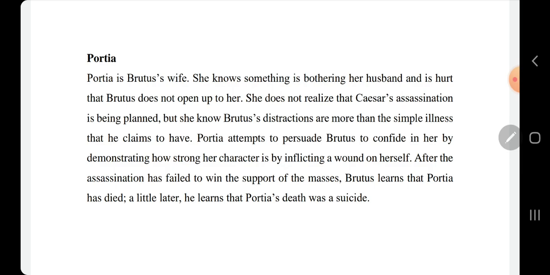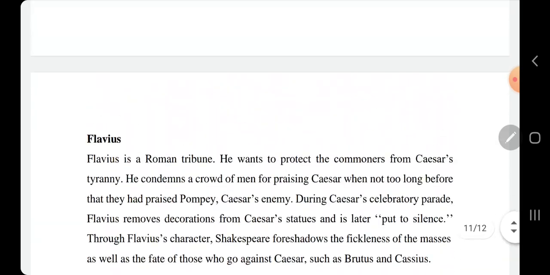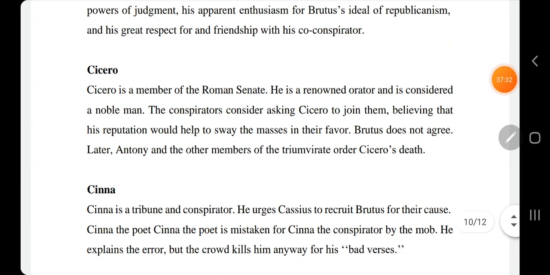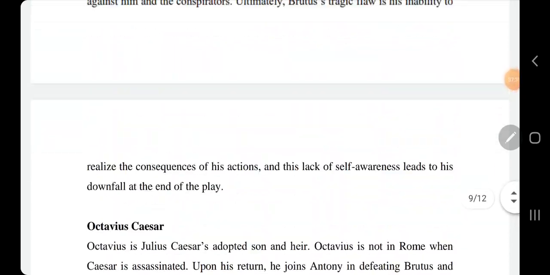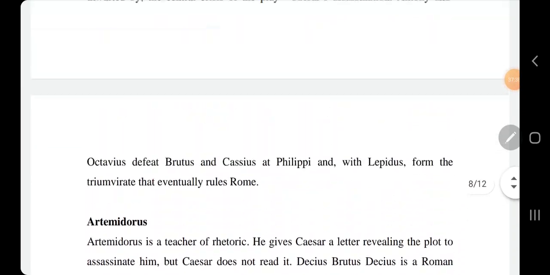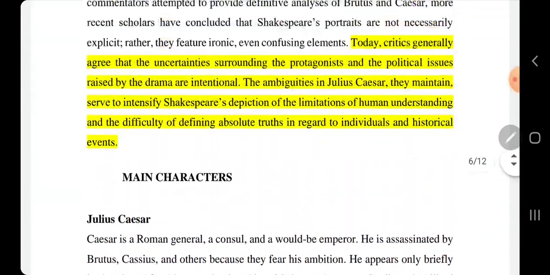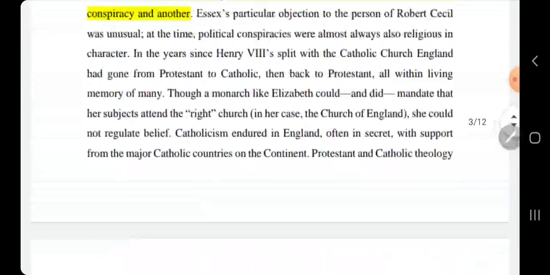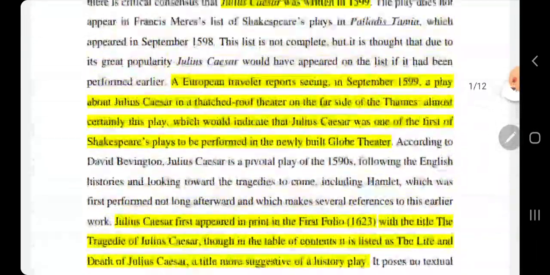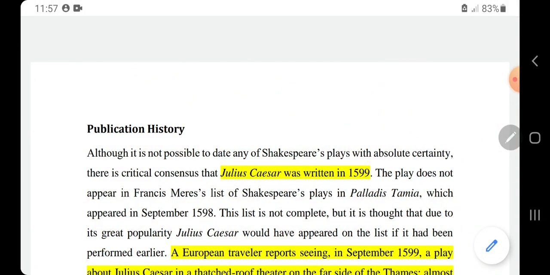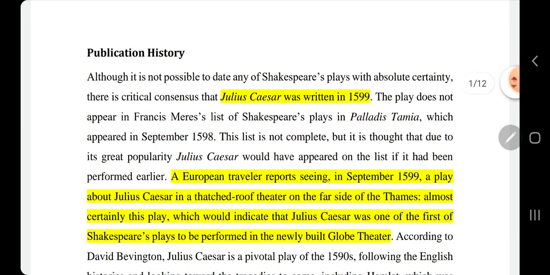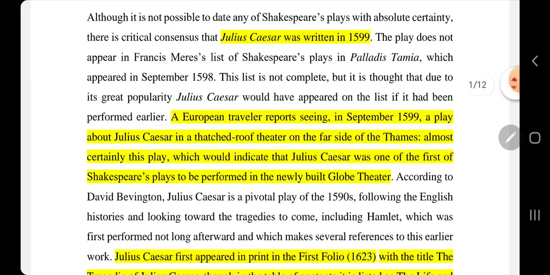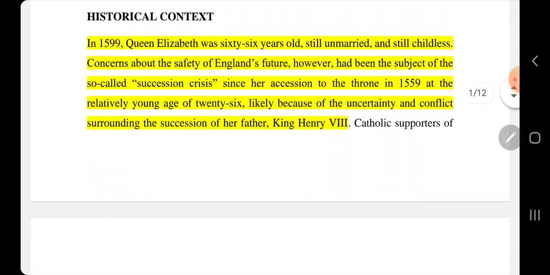So here is the list of the characters for our play, and hopefully in the next lecture we will go through Act 1 of our play, and we will have a deep discussion about each character and what language is being used at that time. So I hope this is clear, students, and I hope you understand that.